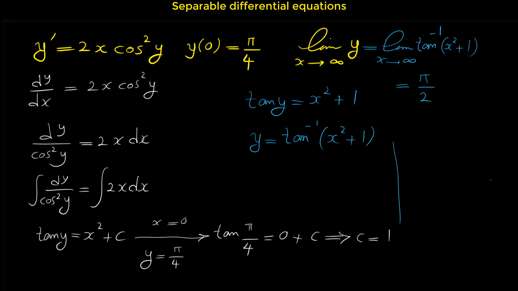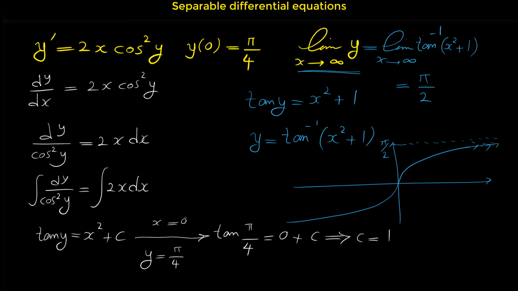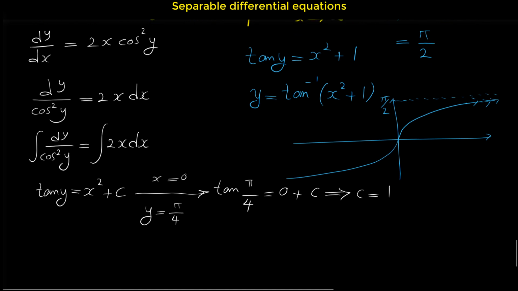If you remember, the graph of tangent inverse is something like this. And as x goes to infinity, the graph of tangent inverse of x approaches pi over 2, as you can see here. So the limit of y as x goes to infinity is pi over 2. Let's do one more example.